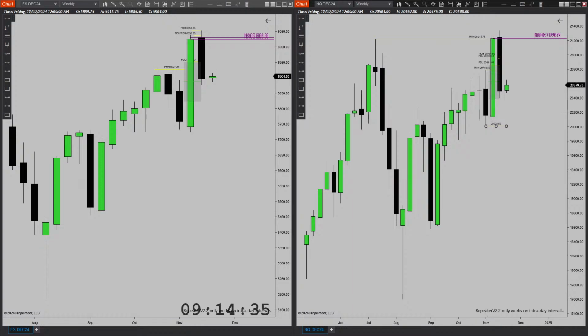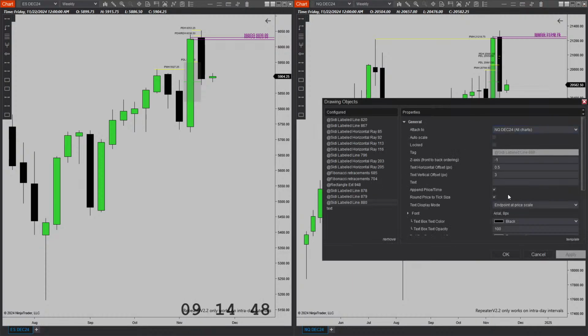1.3... 1.3... 1.3.00... 1.3.08.50. Okay, so these are relative equal lows. Previous week lows. Relative equal lows. Actually, I don't even need the little s.